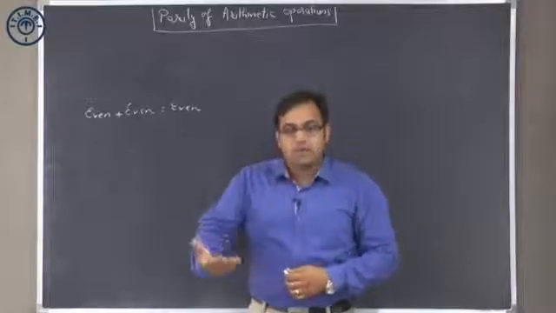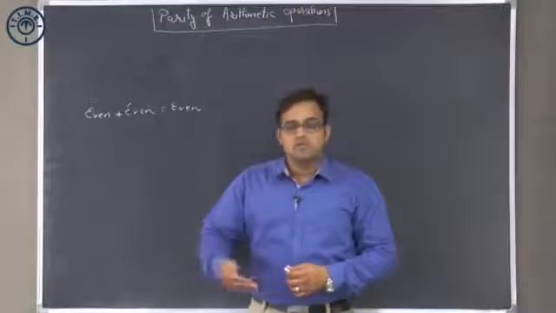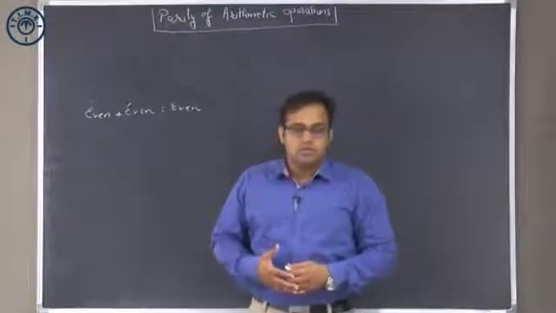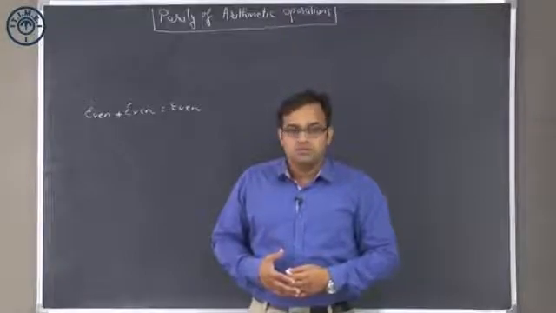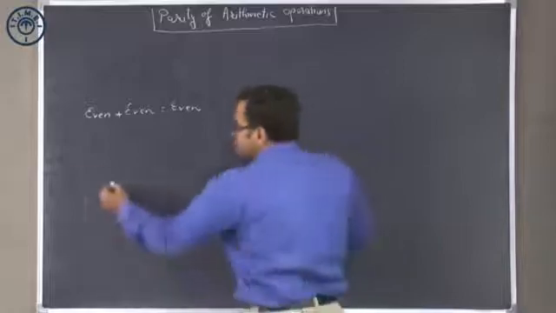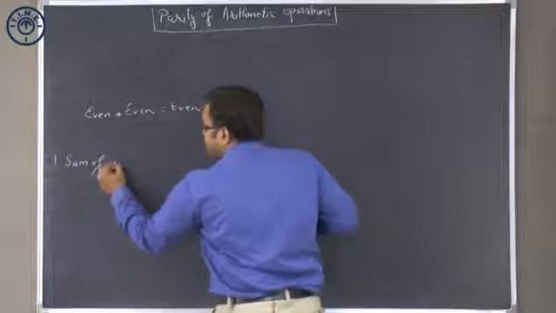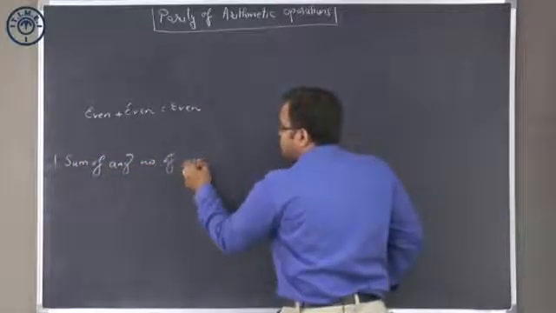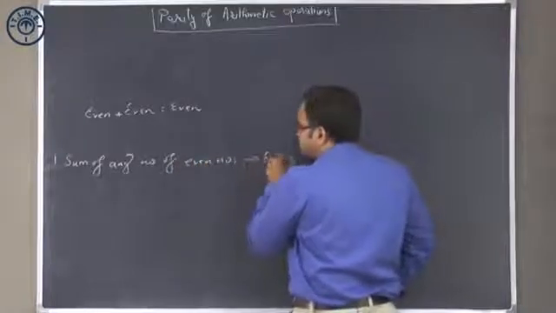Let us say now if I am adding 3 even numbers, the sum of 3 even numbers, that would also be even. The sum of 4 numbers, that would also be even. In general, we can say that the sum of any number of even numbers will always be even. So point 1: sum of any number of even numbers is even.